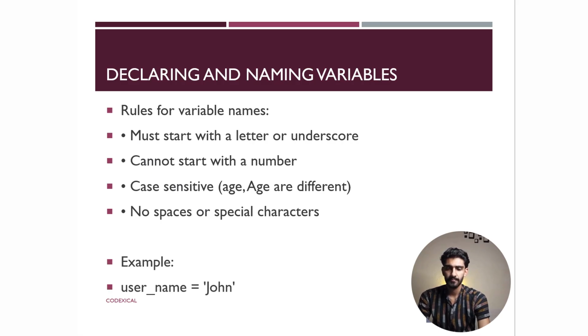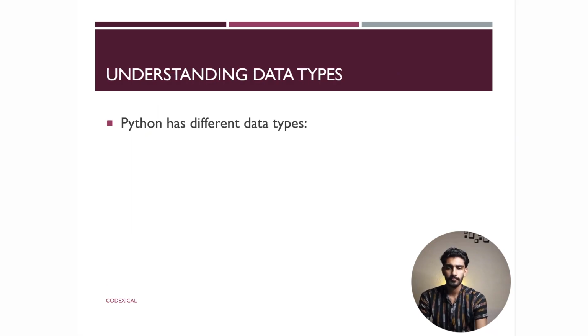Such as this example, user_name is applicable for declaring a user variable, which has John assigned to the username. So John is put into the container of username for future use.